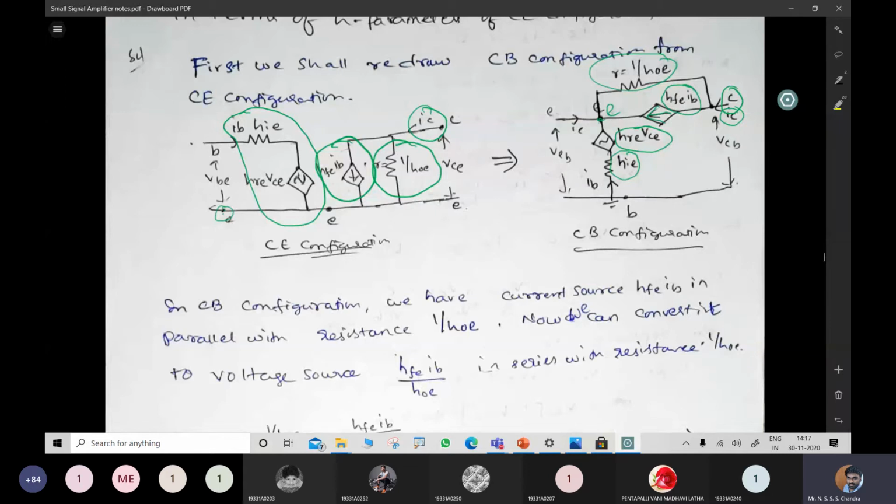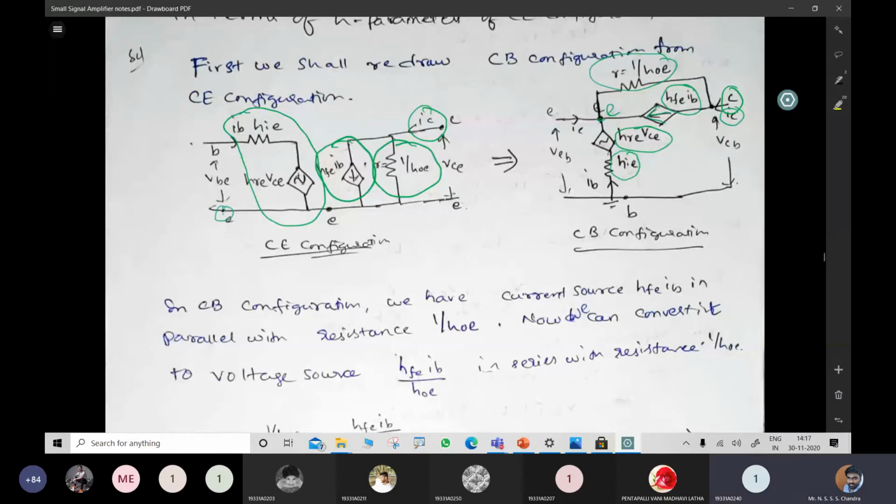Now you have a current source parallel to your resistor, right? So can you transform it into a voltage source? How to transform a current source into a voltage source? Voltage source in series with the resistance.